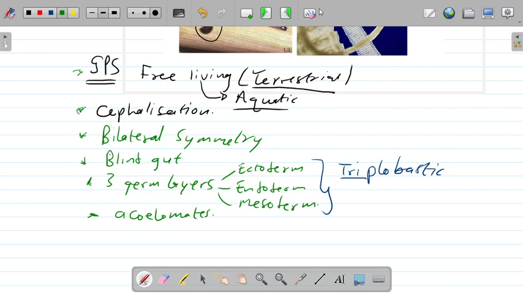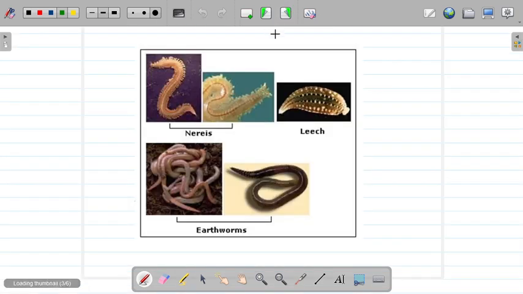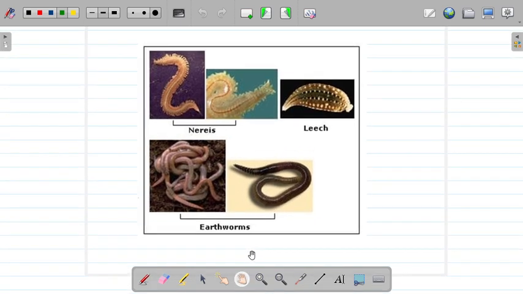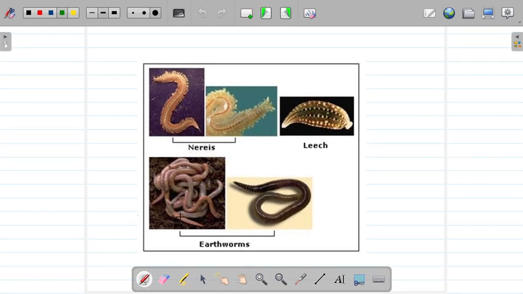The next one. Now these ones are not flatworms, but they are worms. But what type of worms are they? They are segmented worms. This is the phylum Annelida. Phylum Annelida, aka your segmented worms.